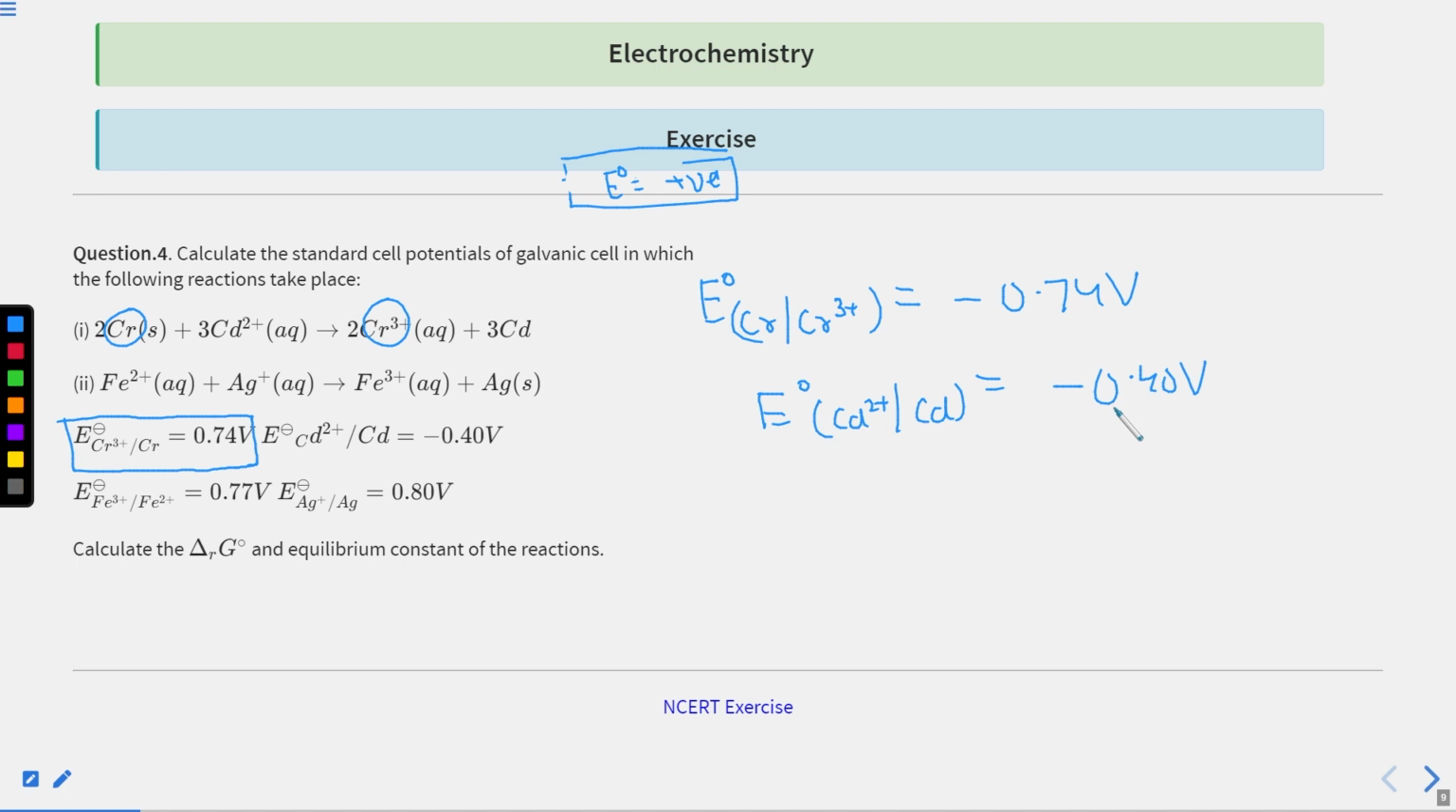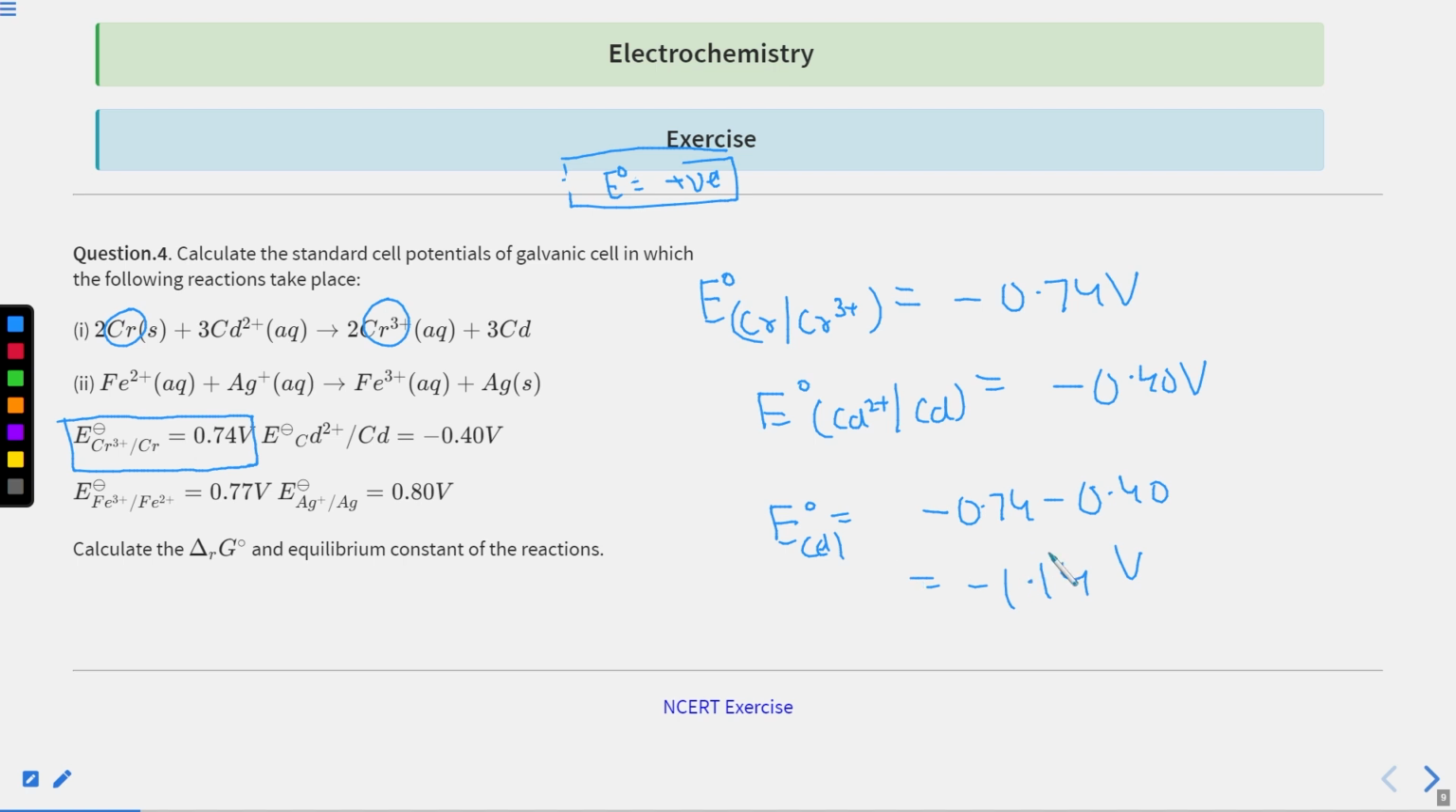Now, if I ask you how you can calculate the E naught value, we have a simple formula for that. The one species which is getting oxidized and the one which is getting reduced, just take the values and simply add them. So minus 0.74 minus 0.40. That will give you a total value of how much? It will be minus 1.14 volts. Just remember to write the unit. It is very important.